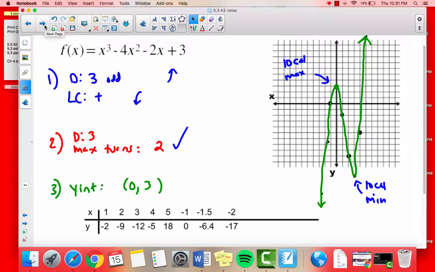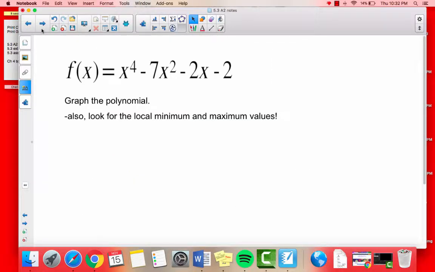So if you have any questions on this, make sure you write yourself a note, ask me in class. But here's an extra practice problem for you guys. Try it on your own, and if you need me to check it, I will gladly do that.